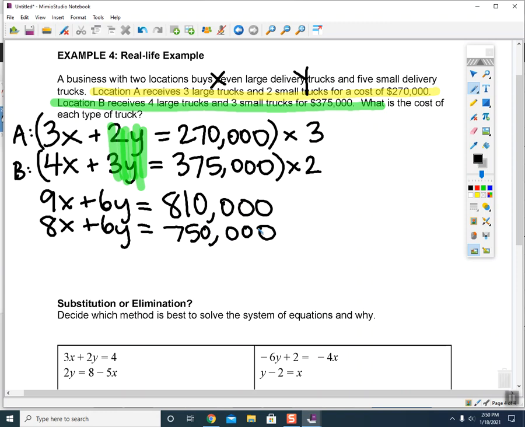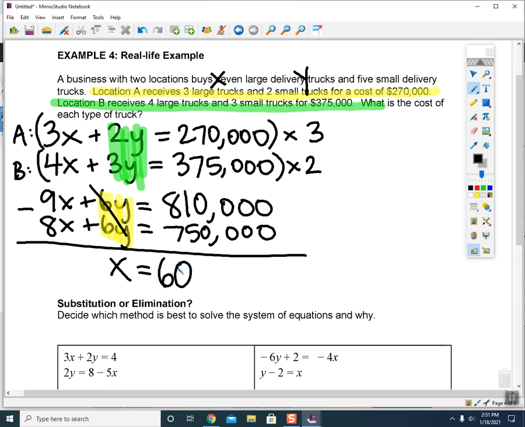So now I have corresponding variables right here, my 6 Y's. This is what I want. So now, if I want to get rid of them, what I need to do is subtract these 2 equations. So here's what happens. My Y's go away. 9X minus 8X is just X. And then I'm going to take 810,000 minus 750,000. Again, I'm just going to look at 810 minus 750, which is going to give me 60. It's going to be $60,000.